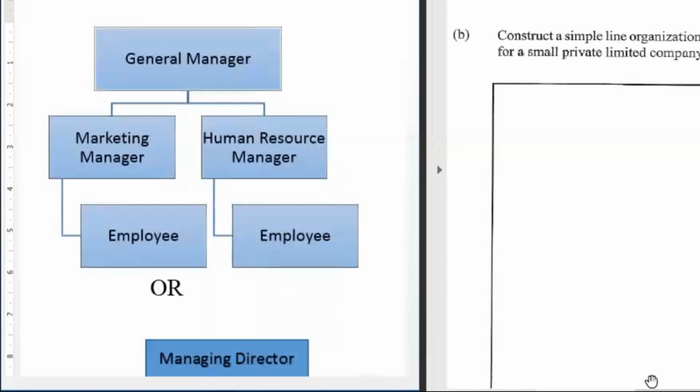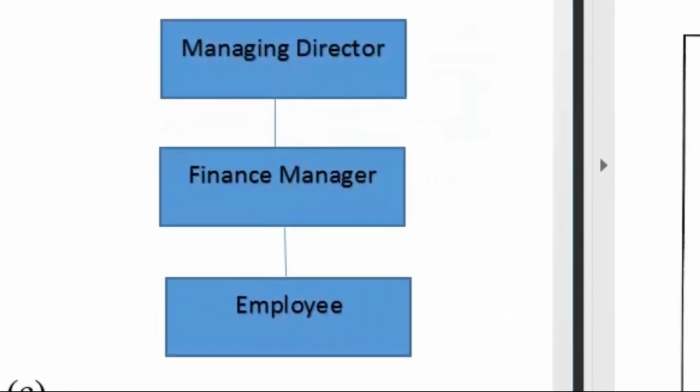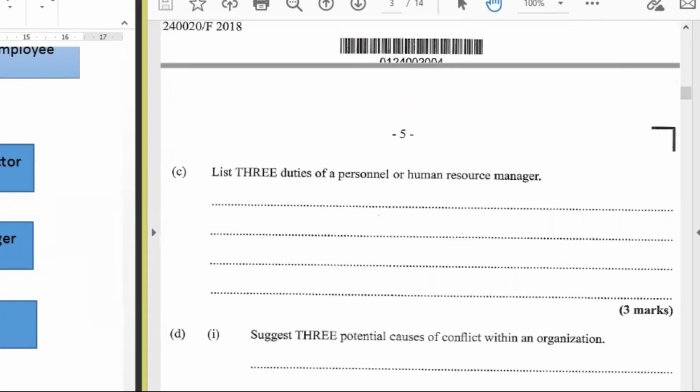So you see they're beside each other, right? Across from each other on the organization. And then below them, you have the regular employees or subordinates that work in the human resource department and the marketing department. So we are clearly seeing 3 levels. Let's look at another one. Or you can just have a managing director, and below the managing director, you have the finance manager. And below the finance manager, you have the employees in the finance department. So at all times in this example, you make sure that there are 3 clear levels and 3 different positions in the organization.